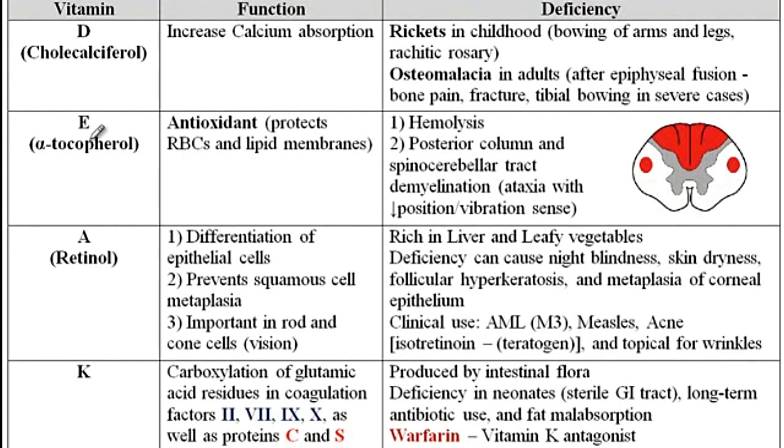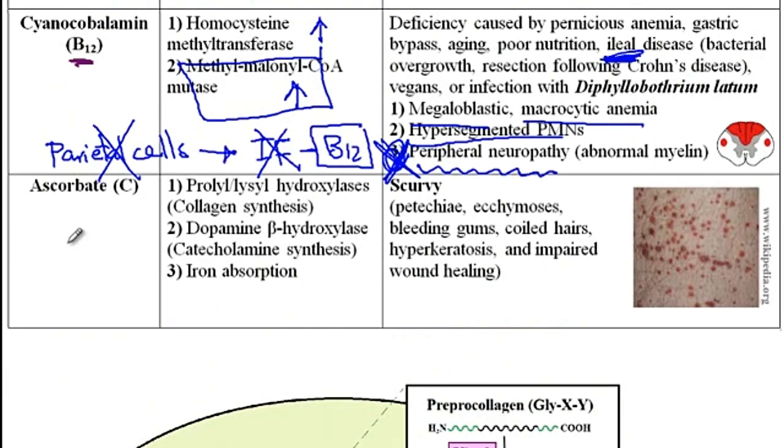So vitamin E deficiency, similar to vitamin B12, causes posterior column as well as the spinocerebellar tract demyelination, as a consequence of which patients will have ataxia with decreased sense of vibration as well as position sense, which is the function of the dorsal column for the fine touch, vibration, as well as position sense. So now that there is degeneration of the dorsal column, patients will have difficulty with these functions. Now back to the top. The last water-soluble vitamin that we have here is ascorbate, or vitamin C, which has an important role in the collagen synthesis pathway, which I will discuss next.